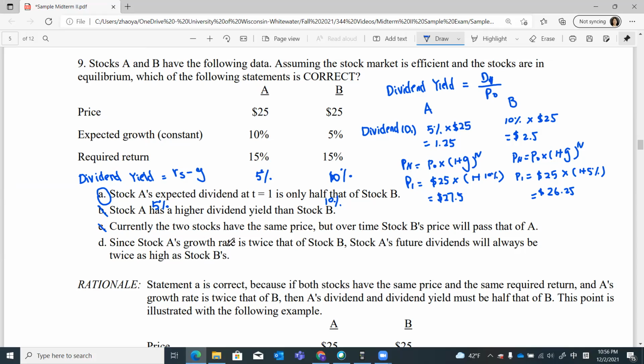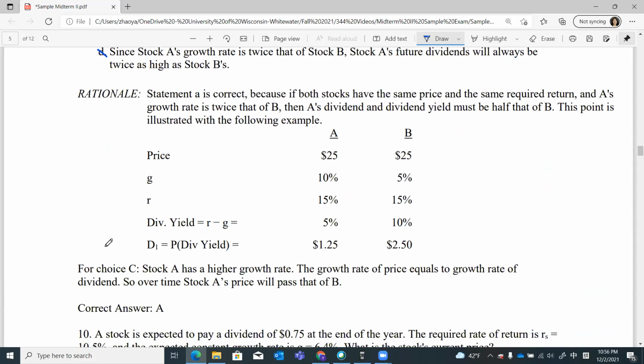Since stock A's growth rate is twice that of stock B, stock A's future dividend will always be twice as high as stock B. We found that stock A's dividend is only half of stock B. So we rule out D here. That is question 9.